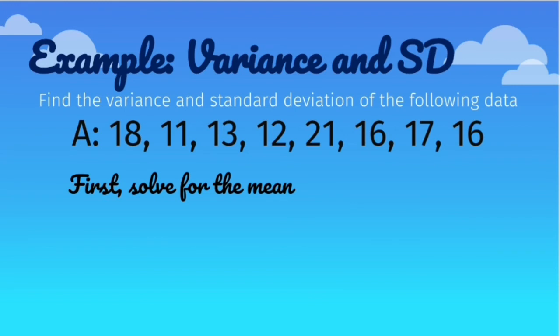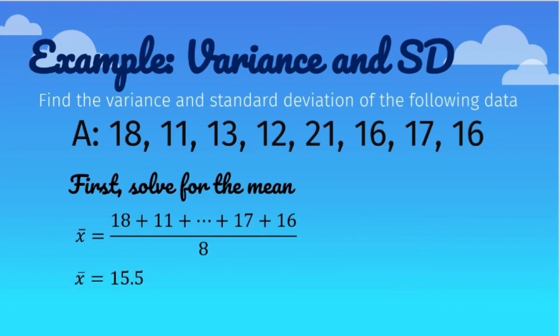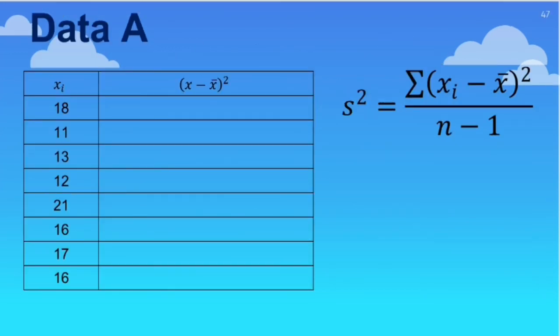Example, find the variance of this first set of data. First, solve for the mean. Solving for the mean, you add and divide by 8. Then we get 15.5. We're going to use this value later on to solve for the variance and standard deviation. So we have the formula.